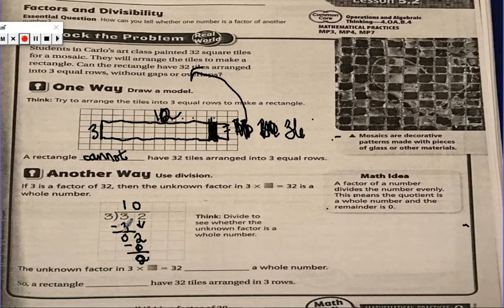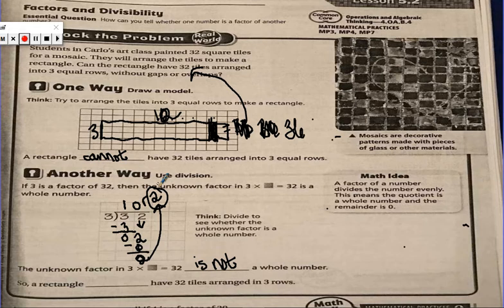And then I don't have anything else to bring down, so that means I would have a remainder of 2. Okay, so the unknown factor in 3 times blank equals 32 is not a whole number. And it's not a whole number because of this right here. It's because we have a remainder. It would be like 10 point something. So that's why it is not a whole number.